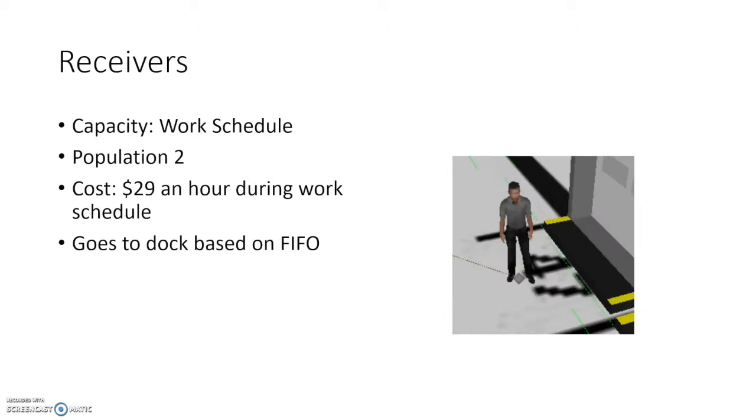Receivers are required at the docks. We have a population of 2 receivers. This was based on the problem statement, using the cost analysis of $29 an hour only when they are on work schedule. This was also from the problem statement. They go to docks based on first in, first out, and they are based on a work schedule as well.